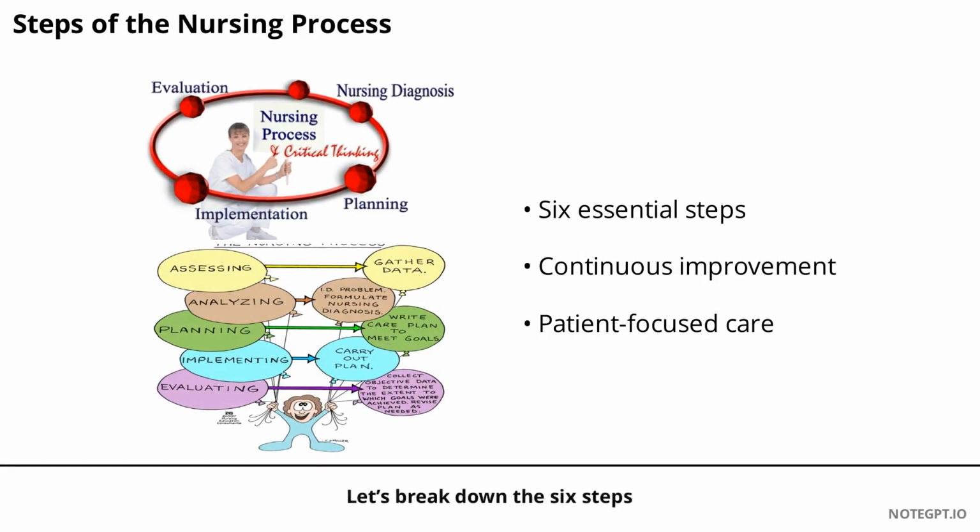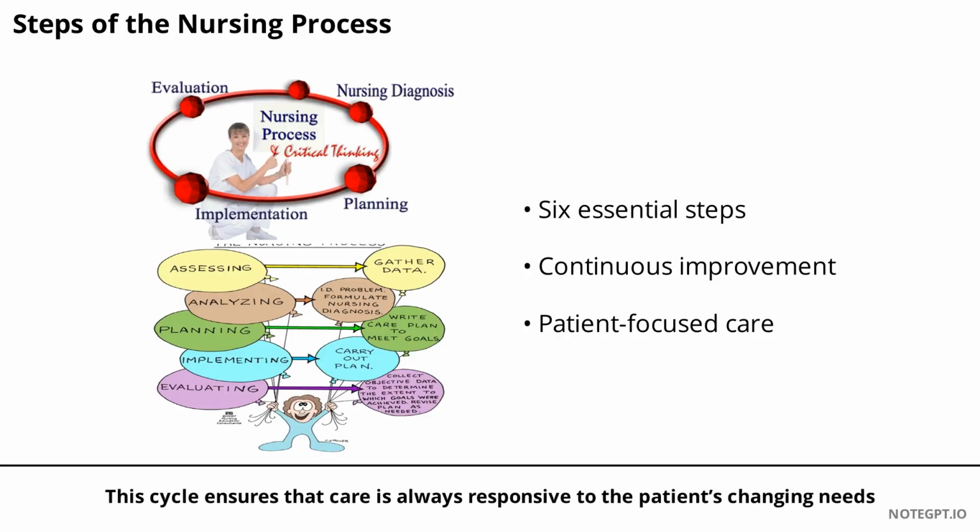Let's break down the 6 steps: assessment, diagnosis, outcome identification, planning, implementation, and evaluation. Each step builds on the previous one, creating a continuous cycle of care. Assessment involves gathering data. Diagnosis interprets that data. Outcome identification sets goals. Planning develops strategies. Implementation puts the plan into action. And evaluation checks if goals are met. This cycle ensures that care is always responsive to the patient's changing needs.